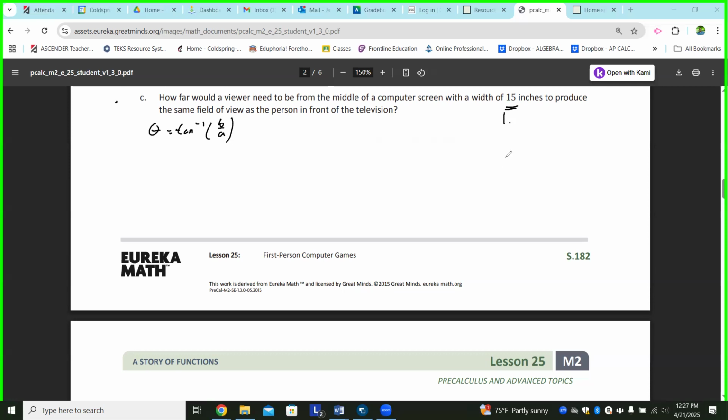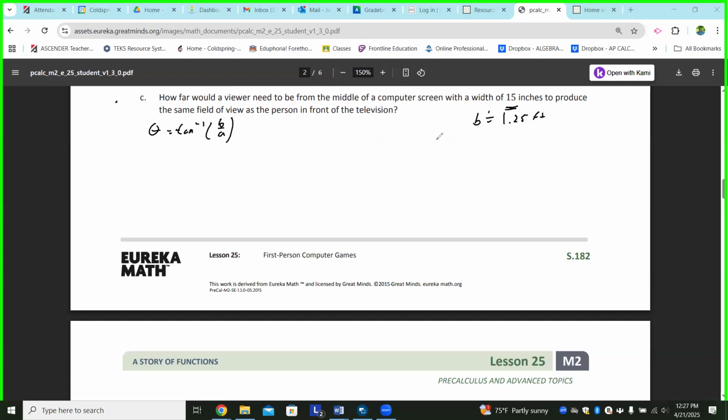Okay, what is 3/12? 1/4 is what as a decimal? Good. So this would be 1.25 feet. You're more than welcome to keep it as a mixed fraction of 1 1/4. It's a little bit easier just to deal with the decimal part. All right, so there we go. So that is my new B, because that's the difference there, to produce the same field as the person in front of the television screen.